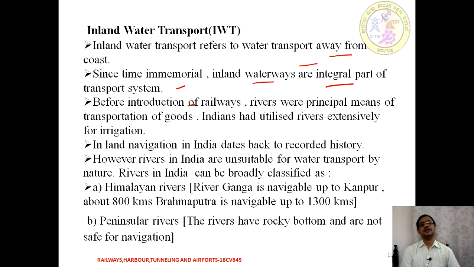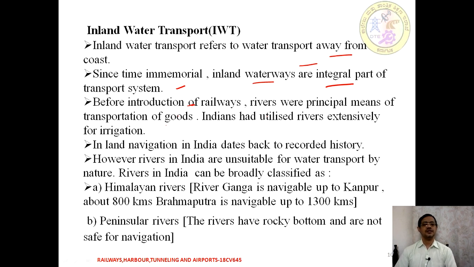As we know, before the introduction of the railways, rivers were the principal mode of transport of goods. India has utilized rivers extensively with respect to irrigation. If the draft or the depth of water is sufficient for navigation, then we can use the water as a mode of transport inside our country's boundaries.